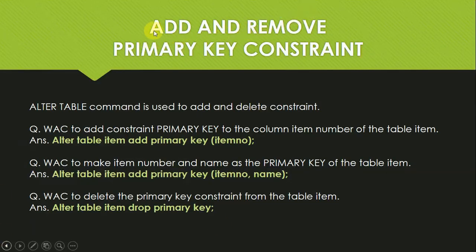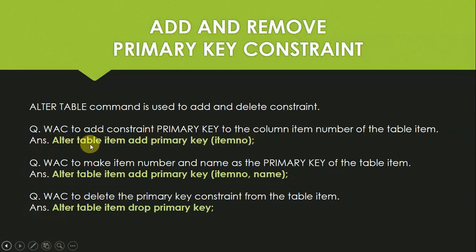Now let us see how we can add and remove the primary key constraint. The alter table command is used to add and delete the primary key constraint. So let us see how. If the question is to write a command to add the primary key constraint to the column item number of the table item, the query would be alter table item add primary key, and within the parenthesis the name of the column, which in this case is item number.